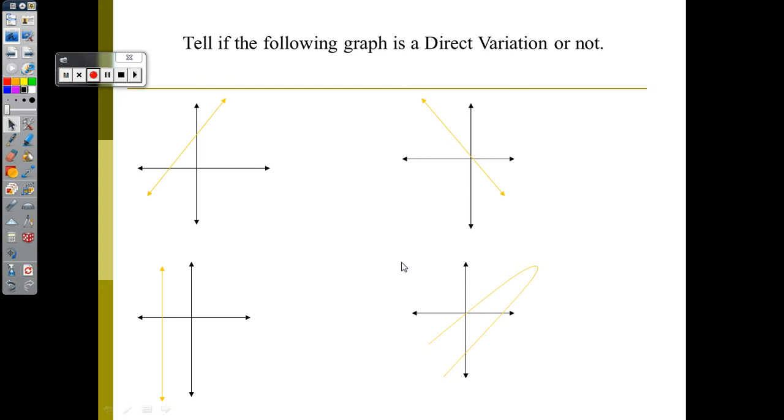So which of these is direct variation? Well, this one doesn't go through the origin, and this one doesn't. This one does, but it's not a constant line. This one is direct variation. How about here? There's 2. See if you can find which ones are direct variation.